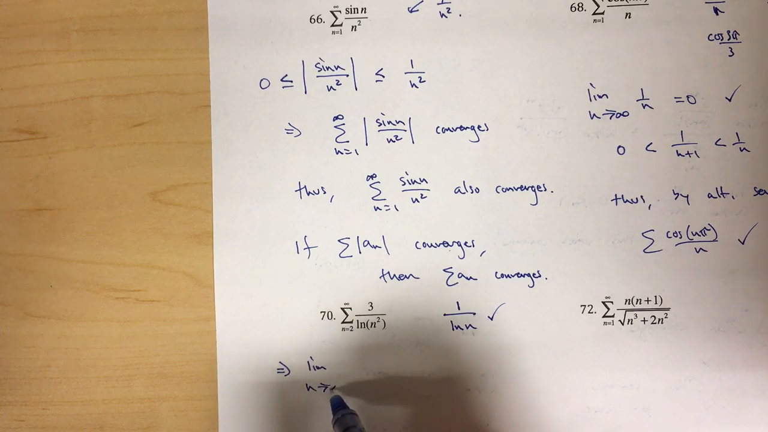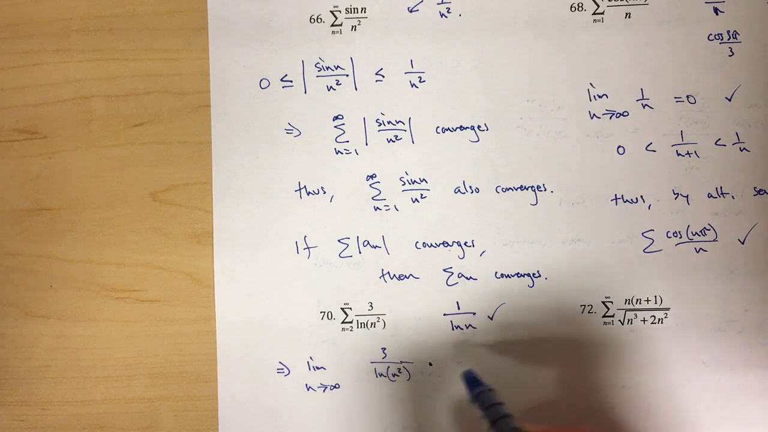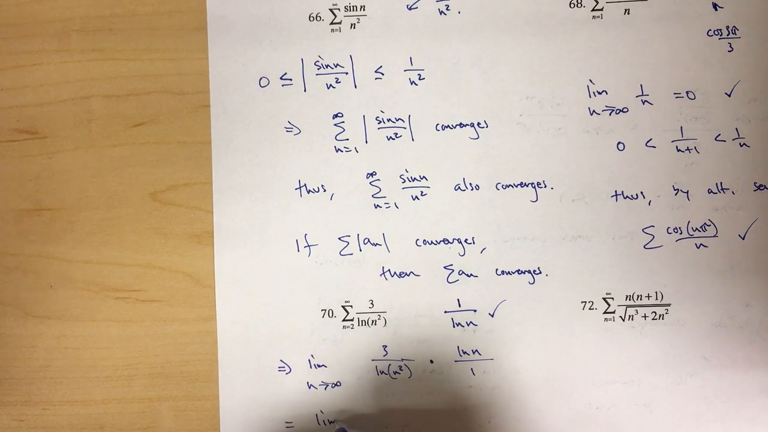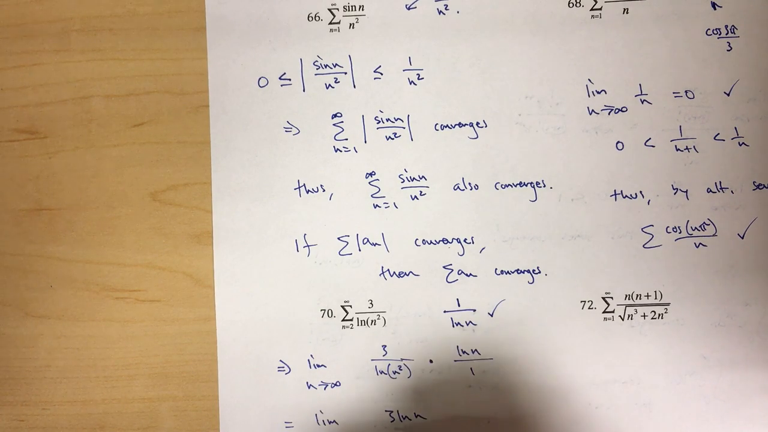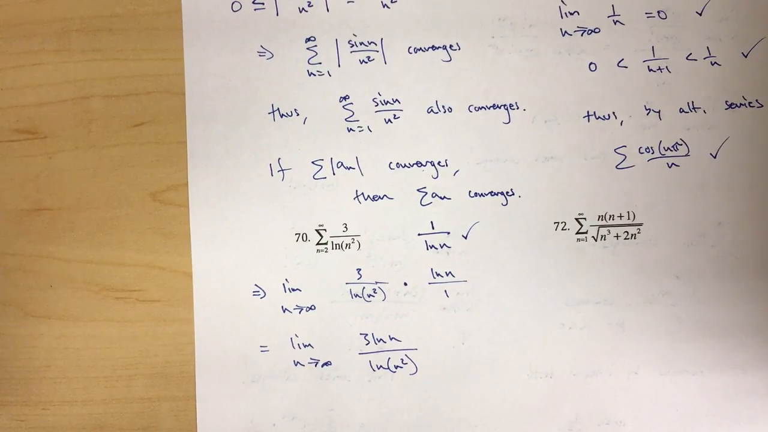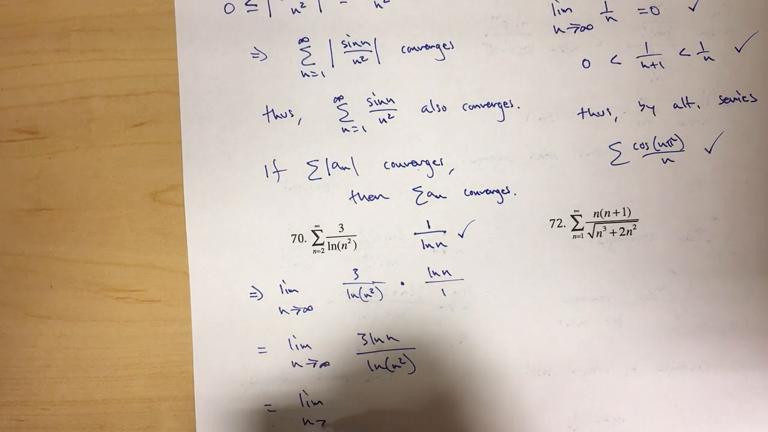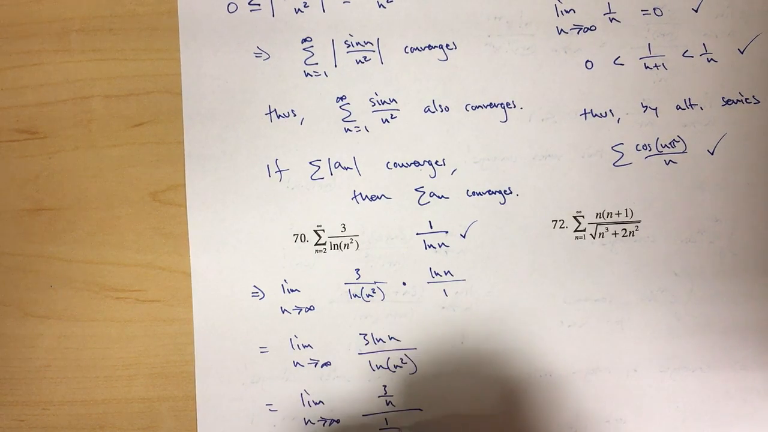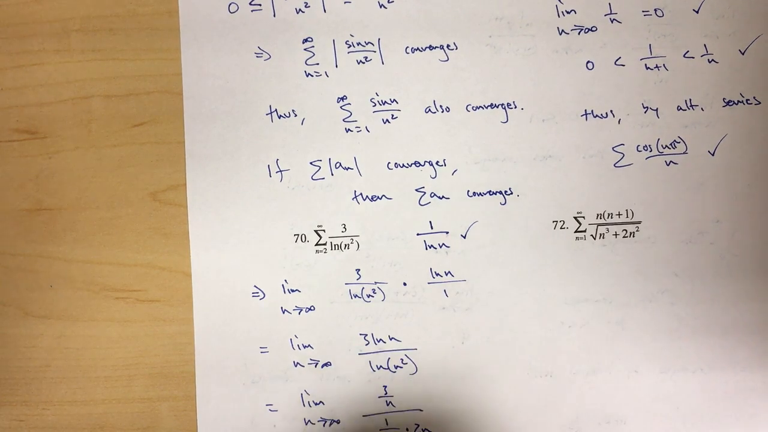The limit as n approaches infinity of 3 over the natural log of n squared times ln of n divided by 1, right? And that is going to be the limit as n approaches infinity of 3 natural log n divided by natural log of n squared. Interesting. I'm a little worried about this. If I apply L'Hopital's rule, this is going to give me 3 over n divided by 1 over n squared times the derivative of n squared, which is 2n. Well, maybe I'm not worried about this.